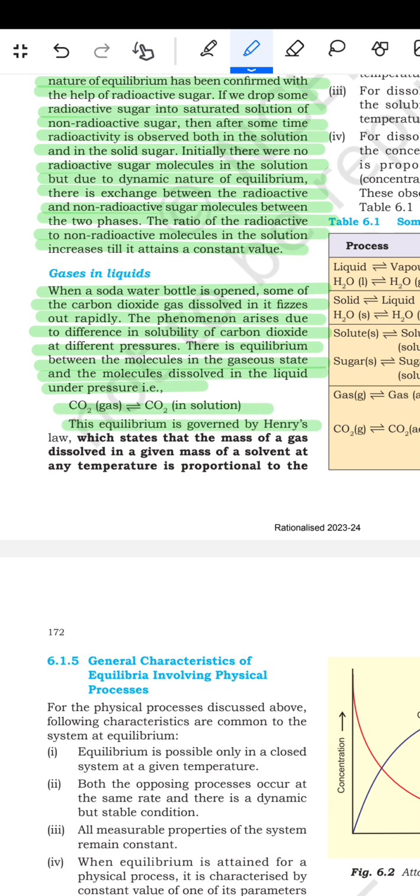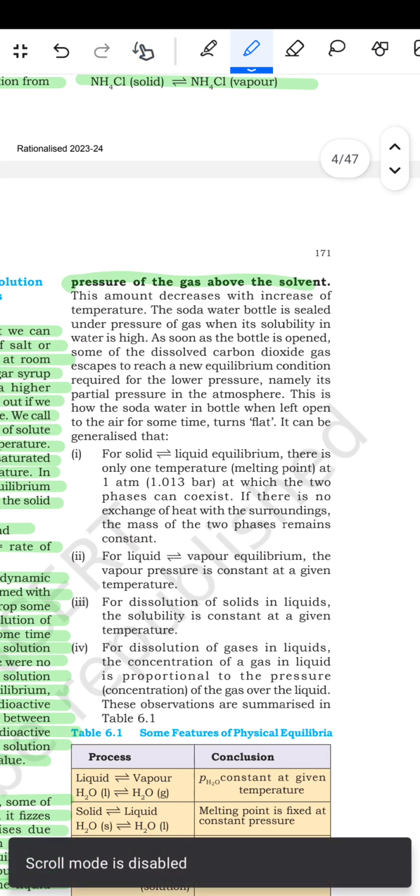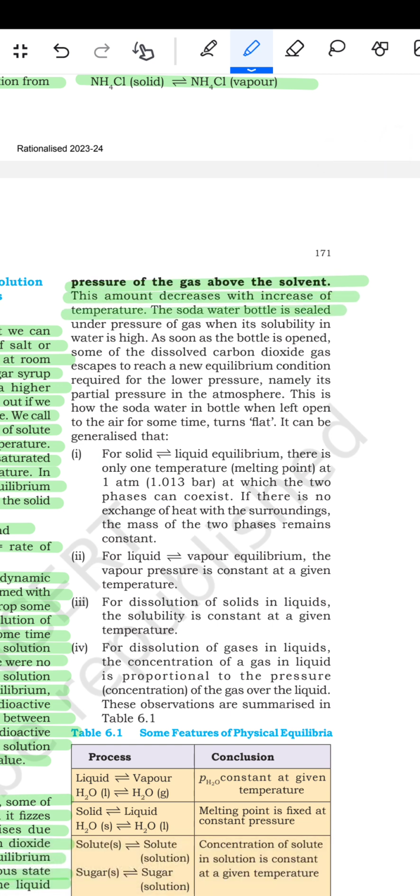This equilibrium is governed by Henry's law, which states that the mass of a gas dissolved in a given mass of solvent at any temperature is proportional to the pressure of the gas above the solvent. This amount decreases with the increase of temperature. The soda water bottle is filled under the pressure of the gas when its solubility in the water is high. As soon as the bottle is opened, some of the dissolved carbon dioxide gas escapes to reach a new equilibrium condition required for the lower pressure, namely its partial pressure in the atmosphere. This is how the soda water in the bottle, when left open to the air for some time, turns flat.